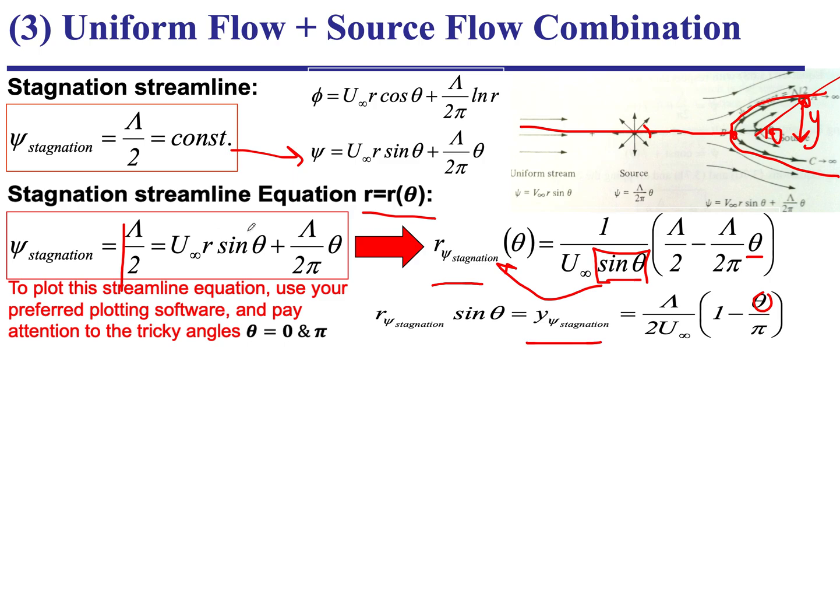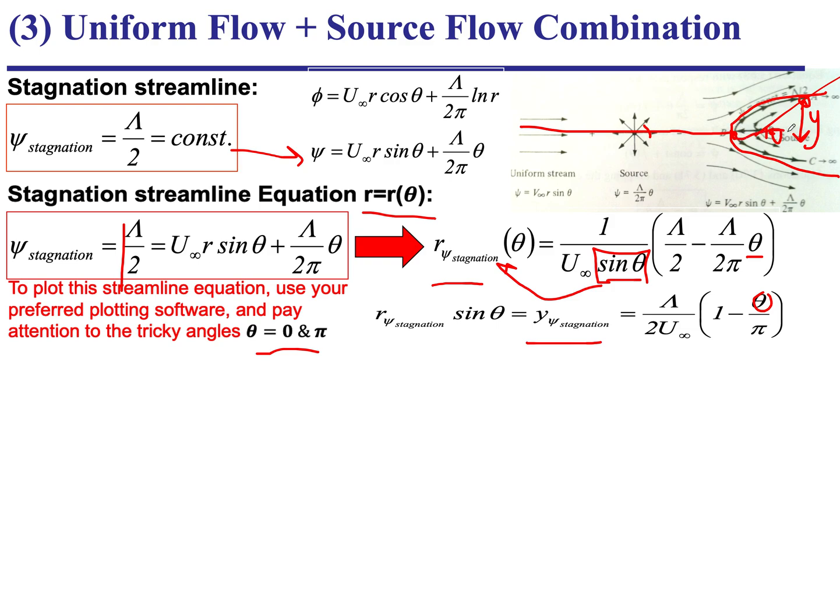So then how did we plot this? We plotted it using MATLAB or Excel or whatever, at each angle. And we now just checked these angles, theta equal pi, and let's check theta equals 0. So what happens when theta equals 0? When theta equals 0, you're going to get the maximum height to be lambda over 2 pi u infinity. So that is theta equals 0.